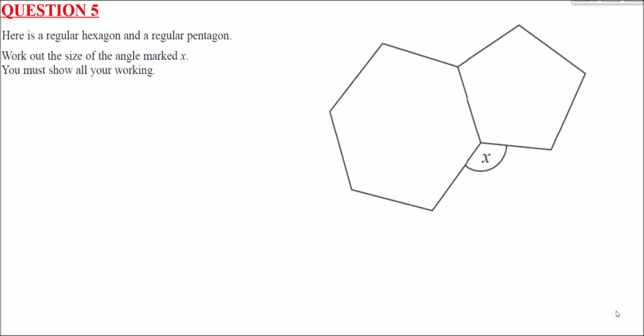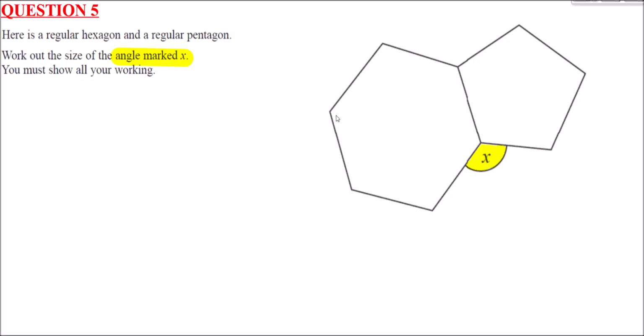Question 5, we have a regular hexagon and a regular pentagon conjoined together. Work out the size of angle marked X. So angle X is this one here. I'm going to just colour this in yellow. You must show all your working. So you can't just say what it is, you have to explain why the angle is what it is.